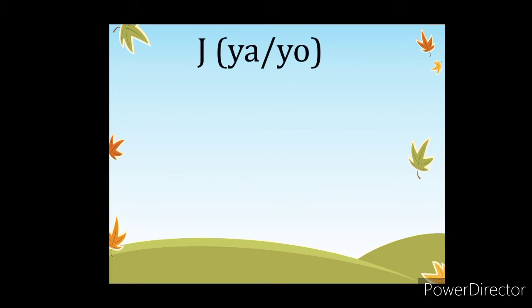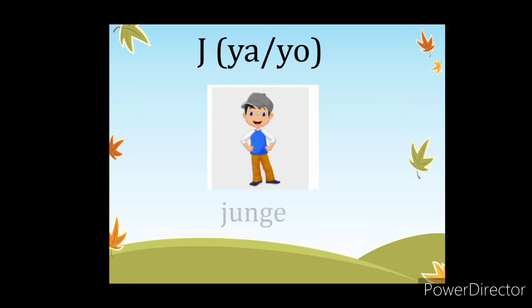Letter J sounds ya or yaw. It depends upon the word which follows it. So letter J sounds ya or yaw. Junge, Junge means boy.